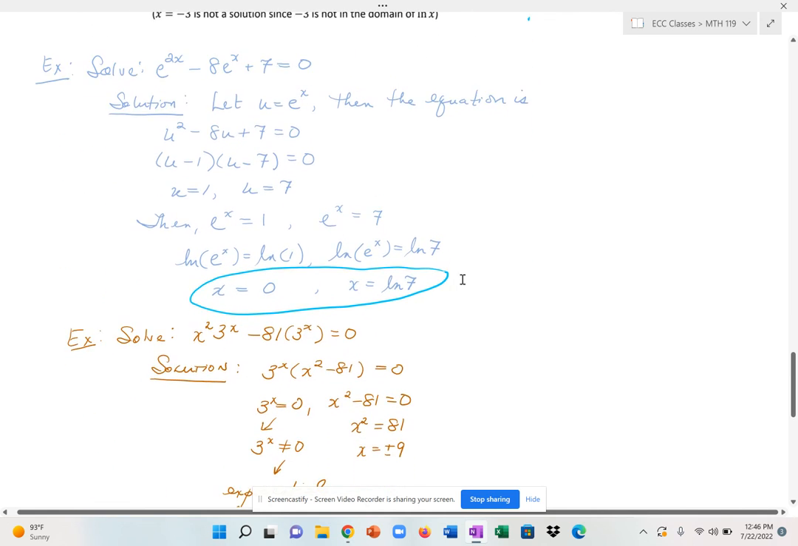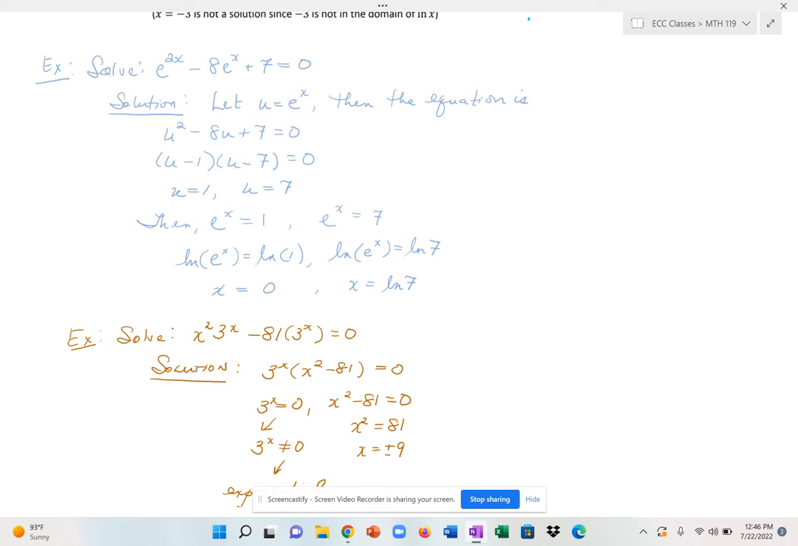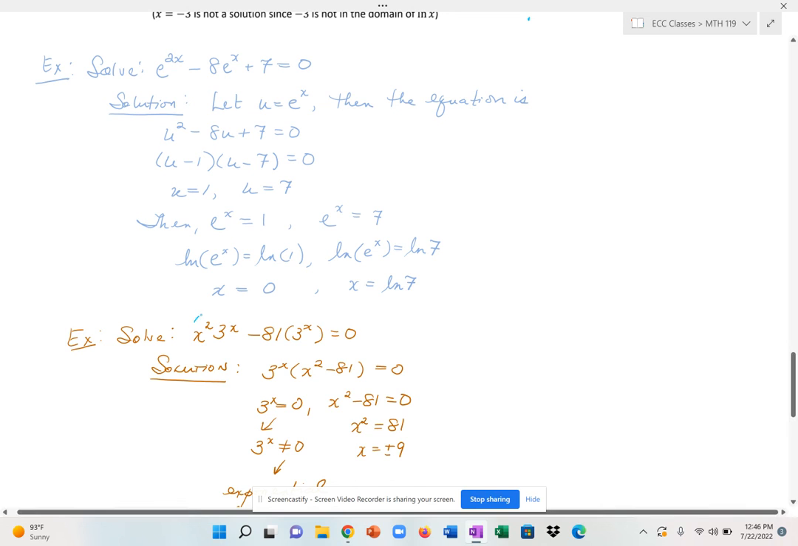Okay, here's another one. I have x squared 3 to the x minus 81 3 to the x equals 0. In this case, I also need to factor, but it's going to be a little bit different. I don't need to do any kind of fancy substitution here. These two terms have a common factor of 3 to the x. So I'm going to factor that out. And I'm left with 3 to the x times x squared minus 81 equal to 0.